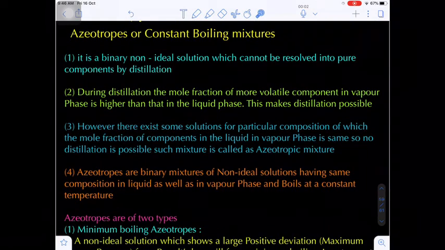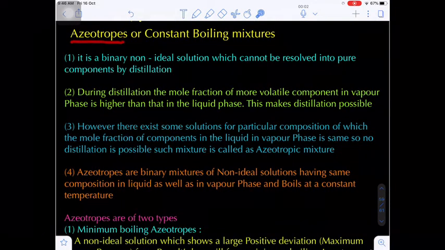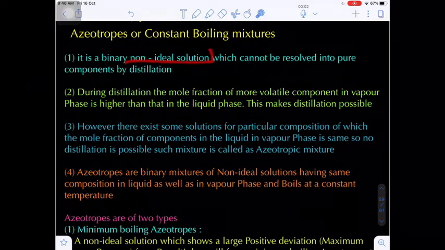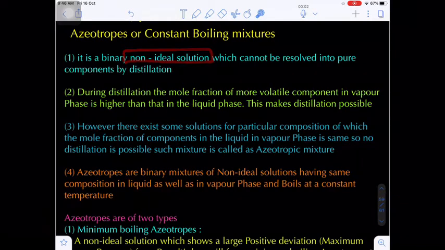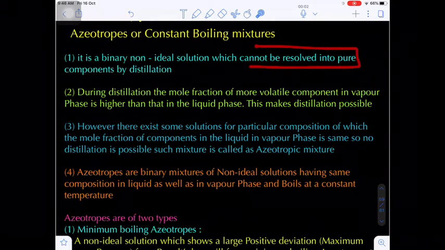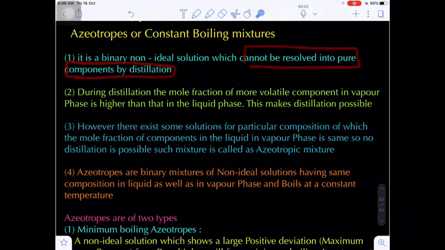And one more last important topic in this class, we have azeotropes, nothing but constant boiling mixtures. Okay, now it is a binary non-ideal solution. Which solution will form an azeotropic mixture? Non-ideal solution. So these azeotropes cannot be resolved, cannot be separated into the pure form with the help of distillation.